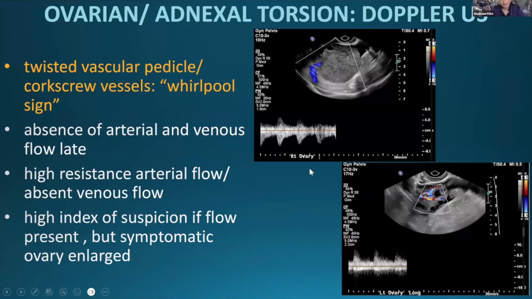Now, I want you to remember that the absence of arterial and venous flow in the ovary can actually be a late finding because the ovary has dual supply from the ovarian artery and the uterine artery. And what you might see typically is high resistance arterial flow. What I mean by that is basically you will have very little diastolic flow on the arterial waveform, and you can actually see absent venous flow as well. The important thing to remember is that even if you're able to document flow within the ovary, if the symptomatic ovary is enlarged, you should always continue to maintain a high index of suspicion for ovarian torsion.